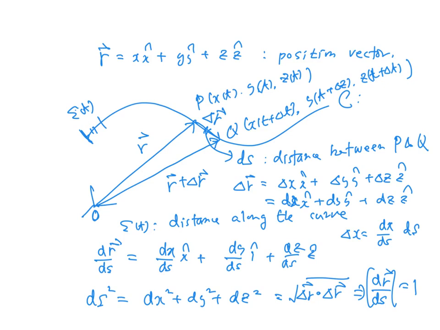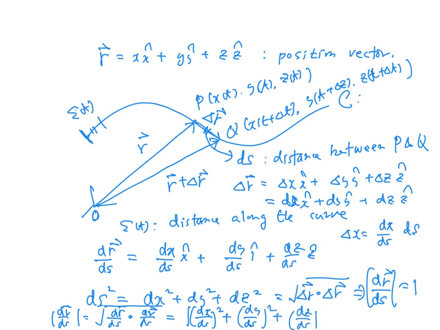So ds/dr is the same as ds/dr dot ds/dr, which is (ds/dx)² + (ds/dy)² + (ds/dz)², which is the same as 1 over ds. But this is the same as ds, right?